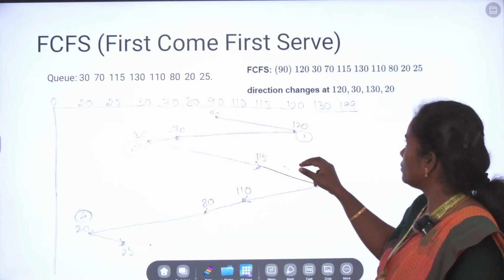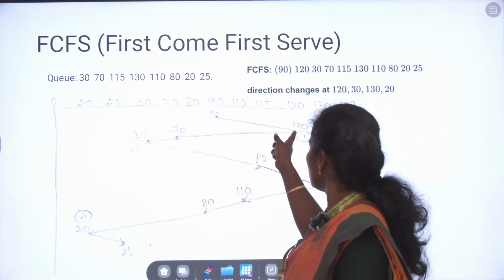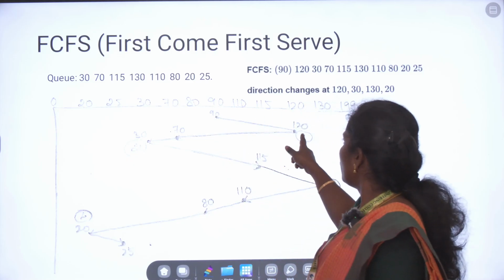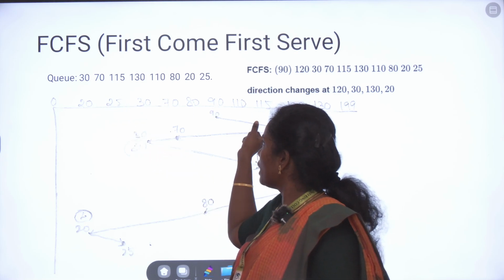For first come first serve, initially the head is present at 120. Previously it was at 90. From 120, it goes in the order of first come first serve. The same order we have to travel.